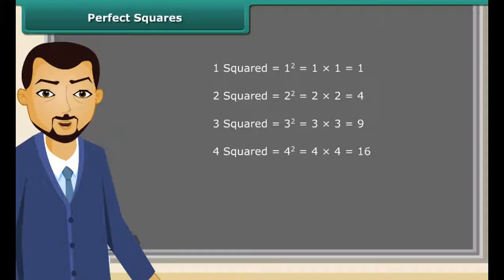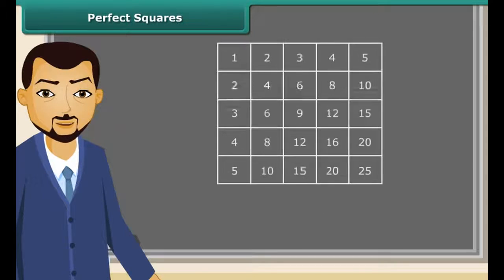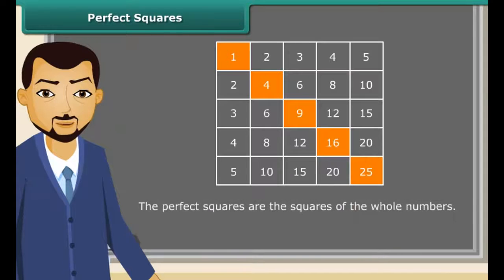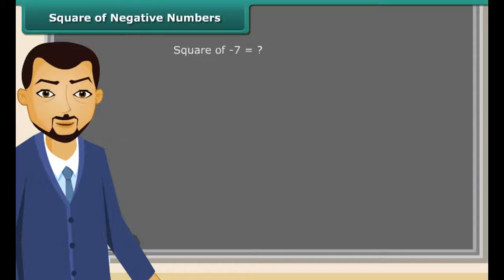Let us read. 1 square is 1. 2 square is 4. 3 square is 9. 4 square is 16. 5 square is 25, and so on. We can also find squares on the multiplication table. Do you know what we call these numbers? They are called perfect squares. The perfect squares are the squares of the whole numbers.